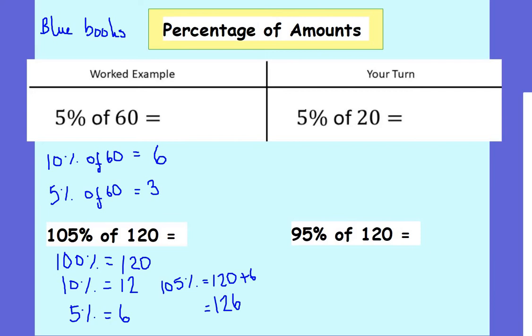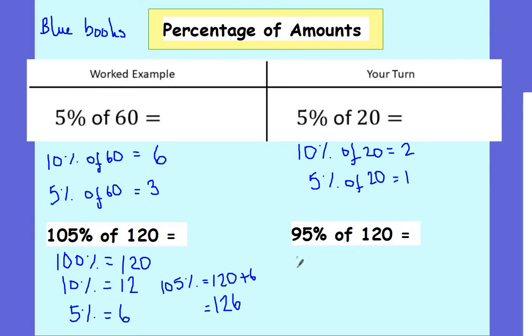Okay, let's go through some answers. 5% of 20, well, we know that 10% is just dividing it by 10. So 10% would give me 2. So 5%, I just divide it by 2 again. 5% would be 1.